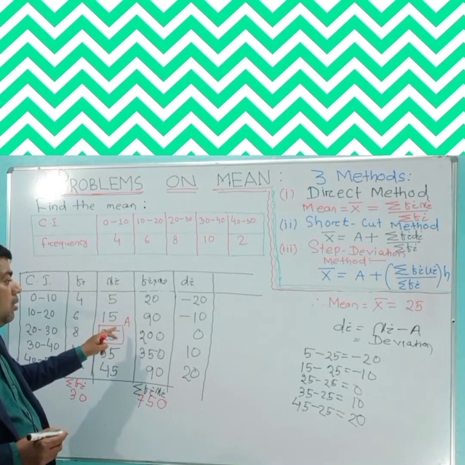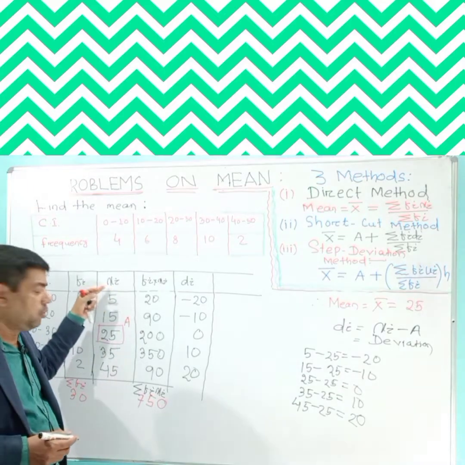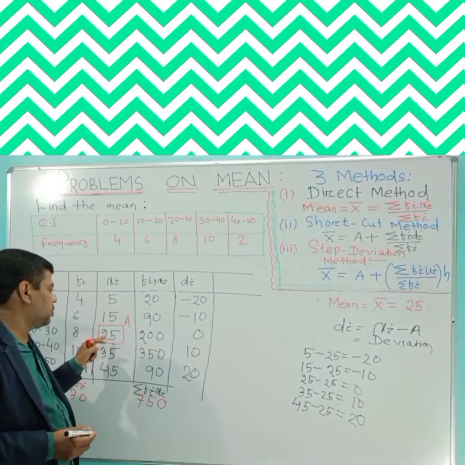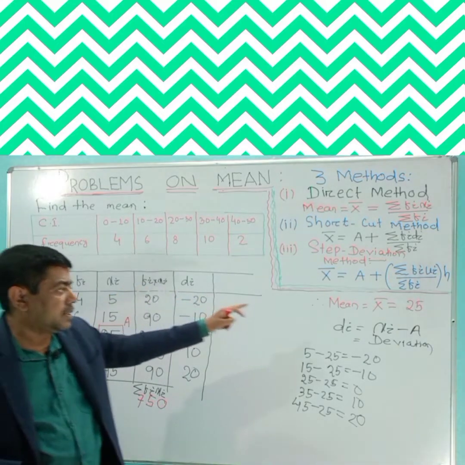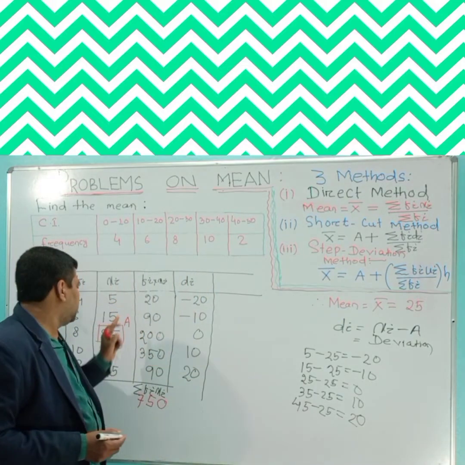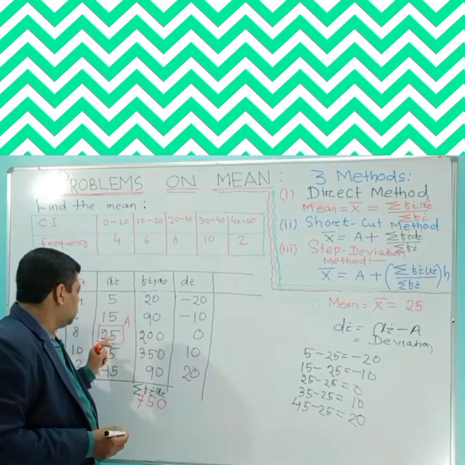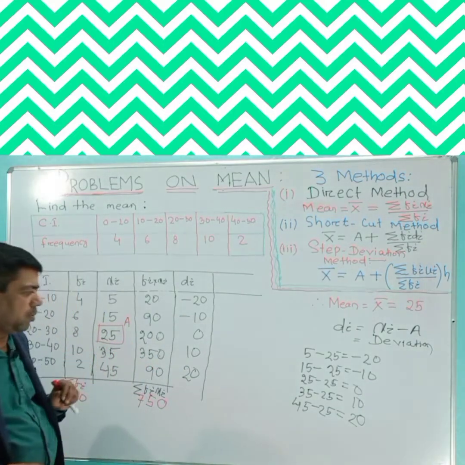First of all, you take the value of a, any suitable value from the class marks, which is known as the starting point. Suppose I have taken a is equal to 25, then di is equal to xi minus a. Here 5 minus 25 is minus 20, 15 minus 25 is minus 10, 25 minus 25 is 0, 35 minus 25 is 10, and 45 minus 25 is 20.